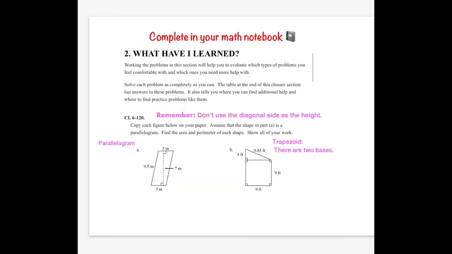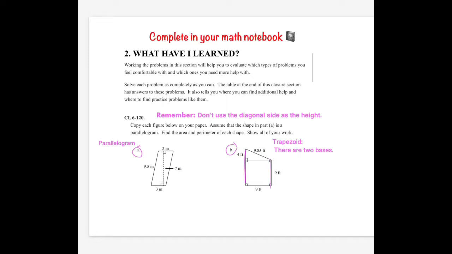Alright, let's go ahead and get started on the first problem, 6-120. The first problem is a parallelogram, which is like a rectangle. Remember, it's a rectangle on a windy day. And then the second one is a trapezoid. There are two bases. 1, 2.